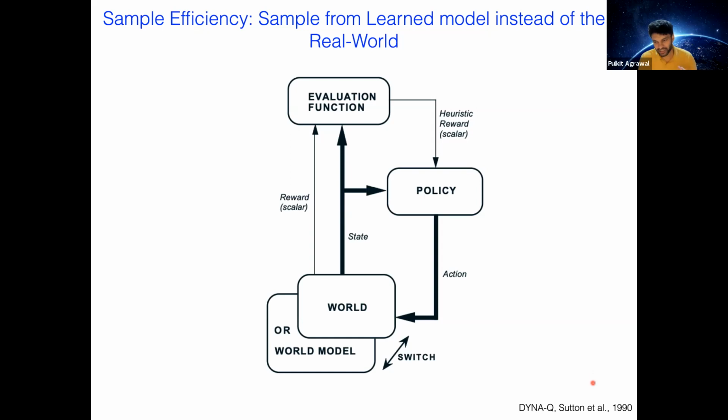I did not cover DynaQ, which is the most classic model-based RL paper. We have covered all the concepts, but in a much more modern context with deep networks. But if you're interested, I would suggest reading the DynaQ paper. Anyway, because I can replace the world with a model, that leads to sample efficiency.